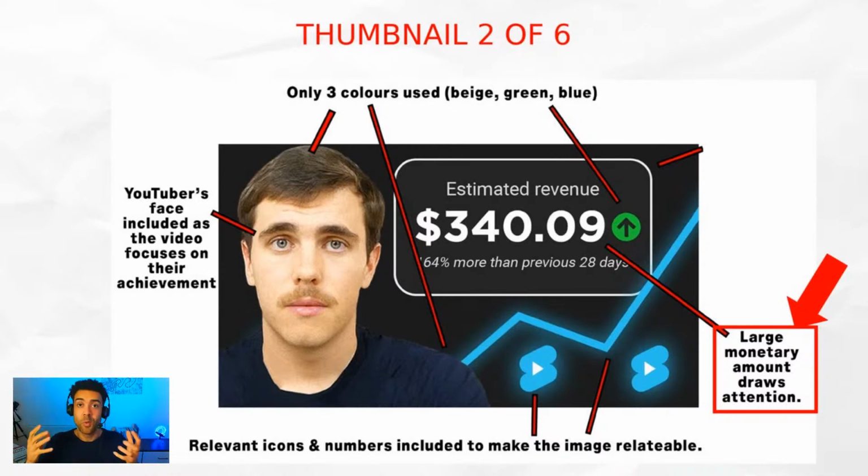Now, humans are hardwired to be drawn towards money, and the larger the amount of money, the better. So the YouTuber has really harnessed this part of human psychology and put a large monetary amount right there in the middle of his thumbnail to draw on that natural attention that we give to money and to draw people in to clicking his video.